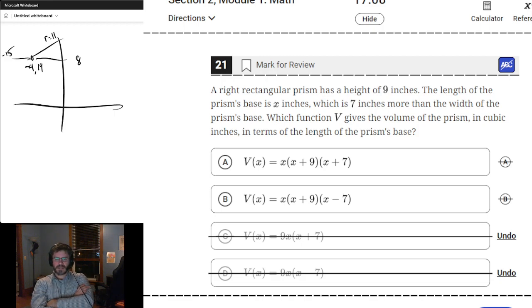So just knowing that our units should be cubed for volume helps me get 50-50 on this without even doing any math. And I just read the last line there, which function V gives the volume of the prism in terms of the length of the prism's base, which I assume is x. Yep. Height is 9. The length of the base is x, which is 7 more than the width. Okay.